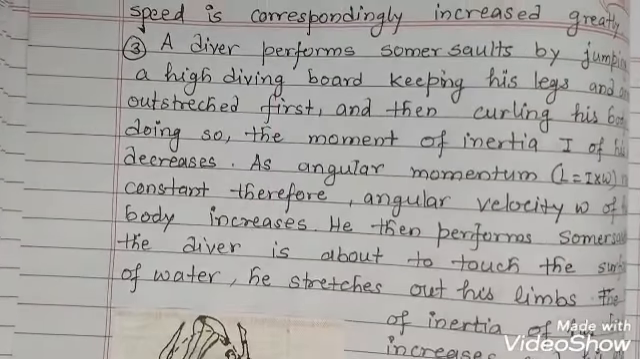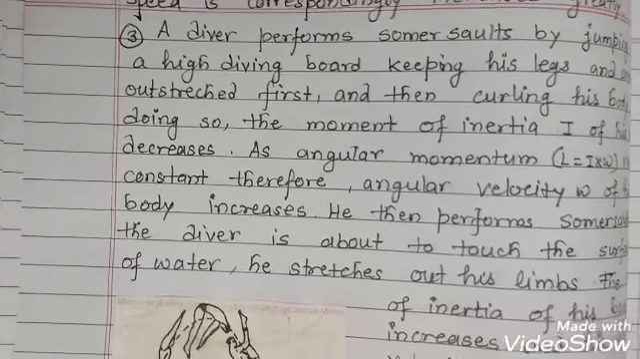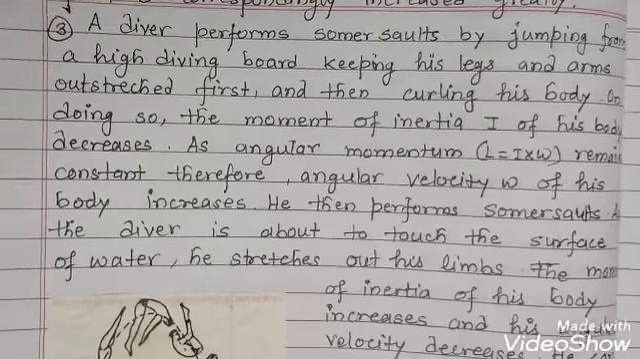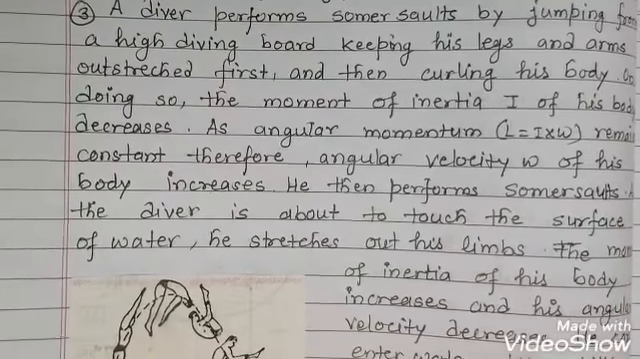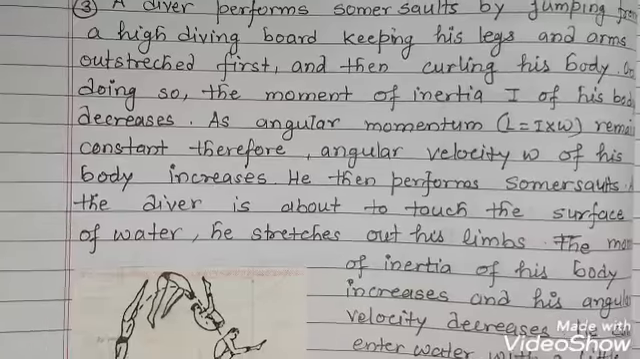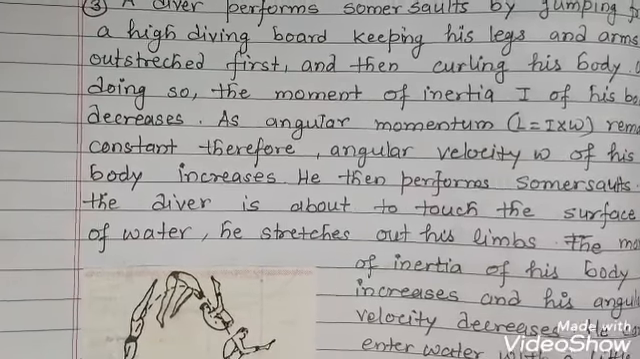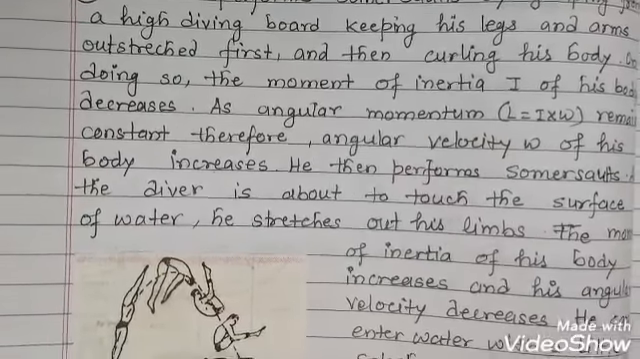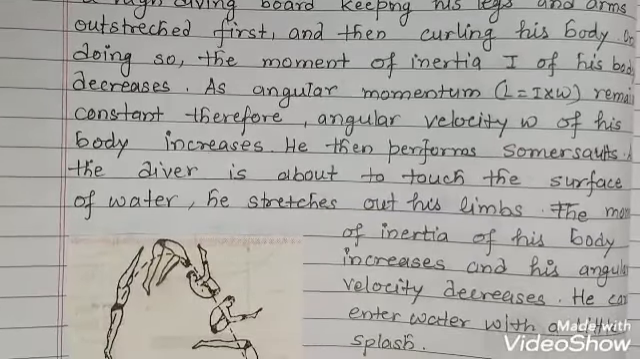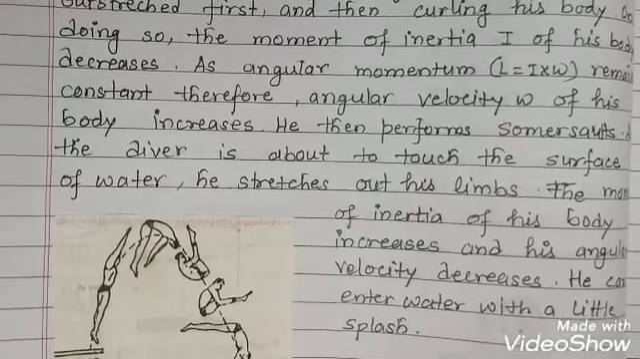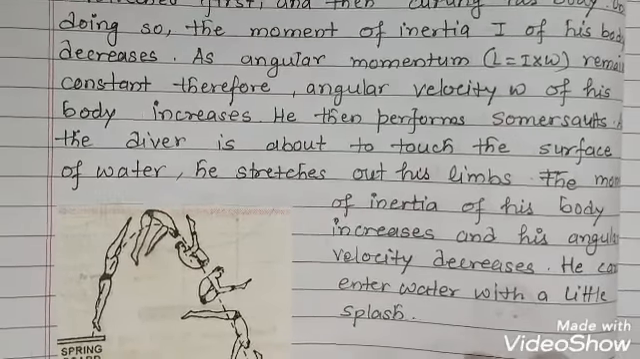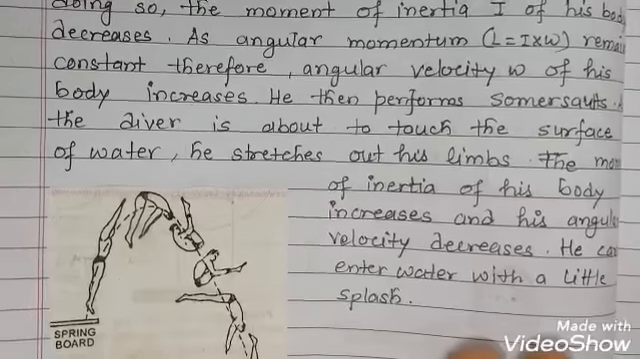Now we'll see the third application. A diver performs a somersault by jumping from a high diving board, keeping his legs and arms outstretched first and then curling his body. On doing so, the moment of inertia I of his body decreases as angular momentum L equal to I into omega remains constant. Therefore, the angular velocity omega of his body increases.